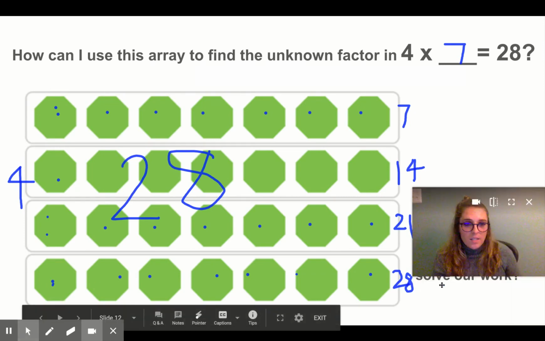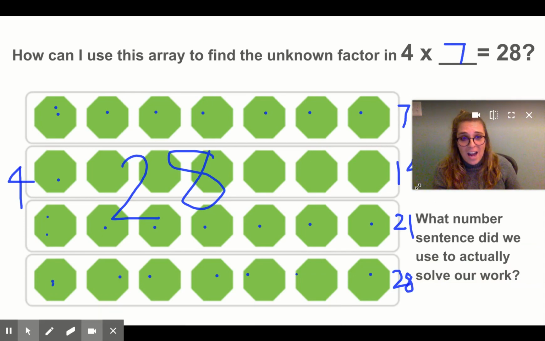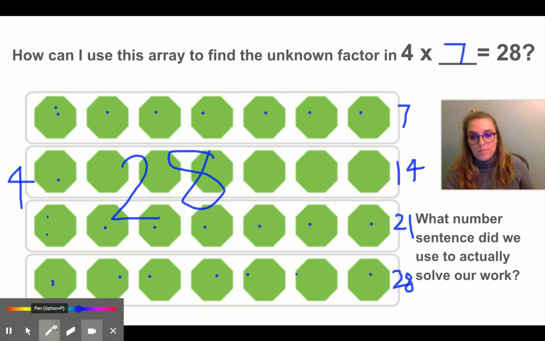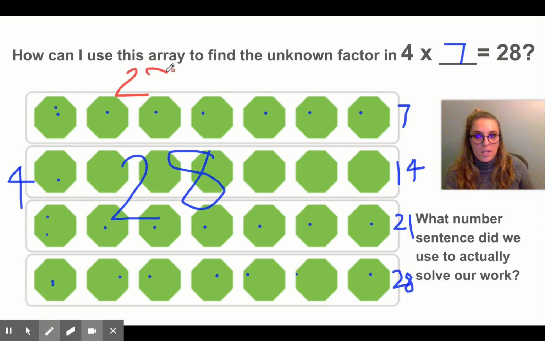Now, what number sentence did we use to actually solve our work? So let's think about it. What did we actually do to solve here? Well, we counted our groups, our 4 groups. We counted that there were 7 in each. You can also think about, we knew that there was 28 total objects. We knew there was 28 octagons here.